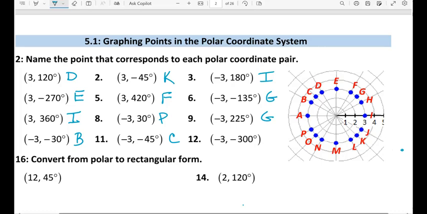For number 12, our angle is negative 300, so I'm going to rotate from the positive x-axis in a direction clockwise by 300 degrees, which is 270 plus an extra 30 degree rotation. So that brings us to this radial line at negative 300 degrees. And the radius is negative 3, so I'm going to go in the opposite direction, 1, 2, 3, to point N.